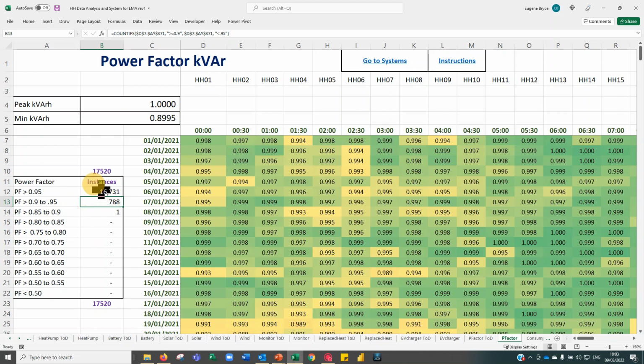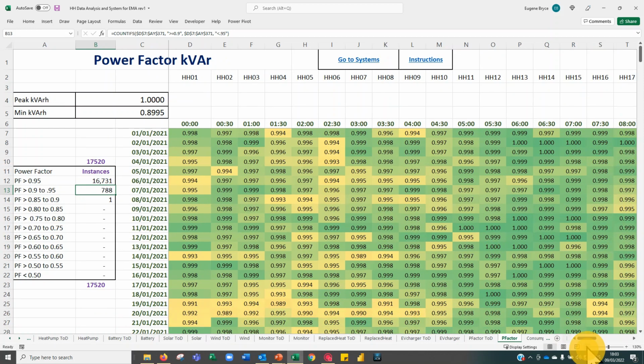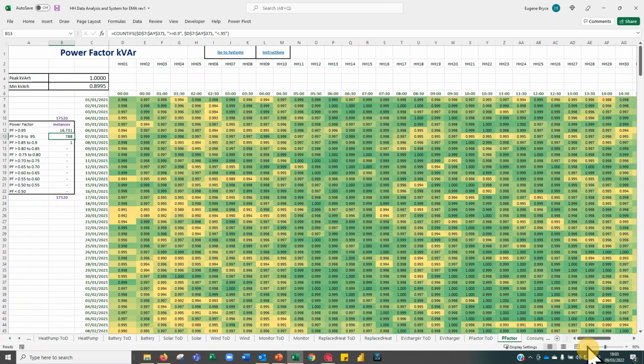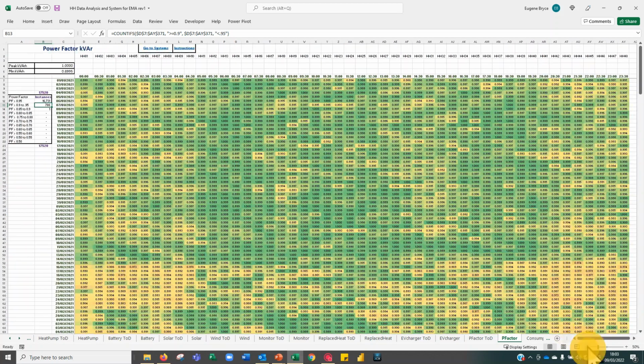Some businesses you'll find a much deeper spread, even down as far as 0.7. But because this is, say, a commercial golf club, they do have air conditioning, which kicks in during the summer. What I've also done is a little heat map. So this is conditional formatting to get an idea.